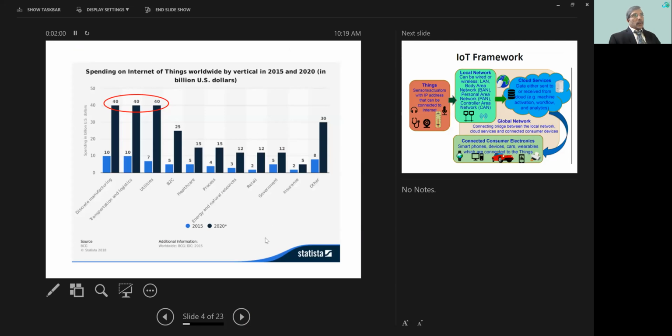Also, this slide shows the different sectors in which IoT is deployed. So as you can see, the first three highest sectors are manufacturing, transportation and logistics, and utilities. And all these three contribute to a smart society or smart cities. And that is followed by other sectors, and also healthcare and energy and natural resources play some significant role.